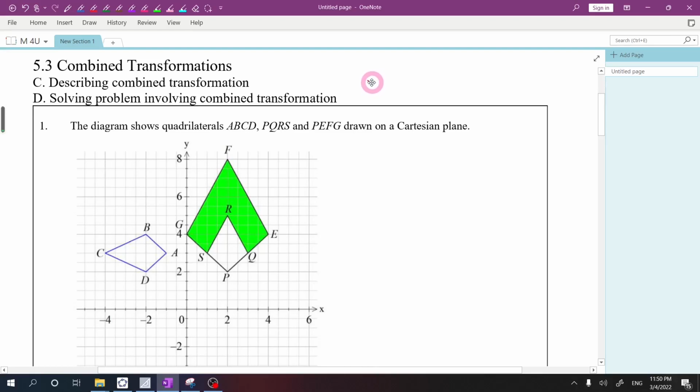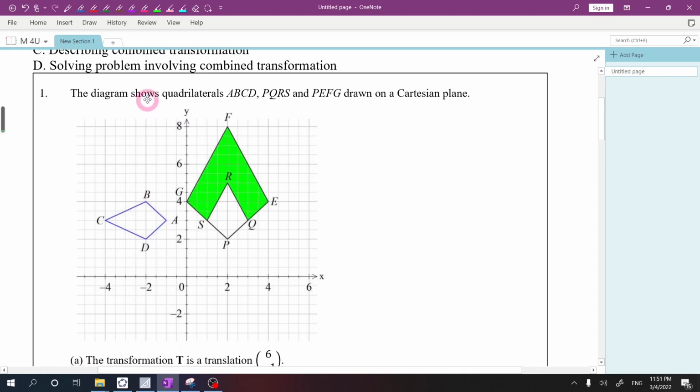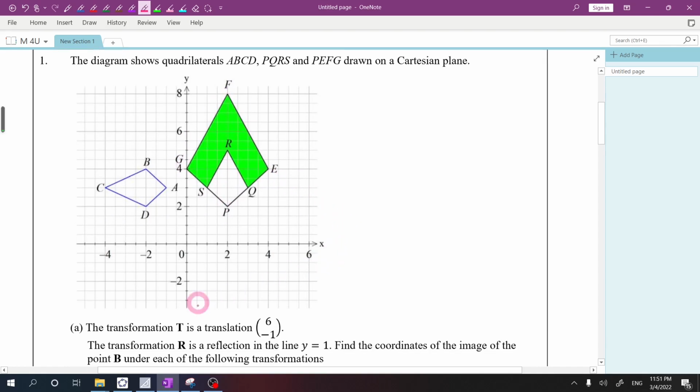Hi everybody, in this video let's look at how do we describe a combined transformation and how do we solve some problem involving combined transformation. Let's look at the first question. The diagram shows quadrilateral ABCD, PQRS and PEFG drawn on a Cartesian plane. So here we have three quadrilaterals, ABCD, PQRS and PEFG. Let's look at part A.